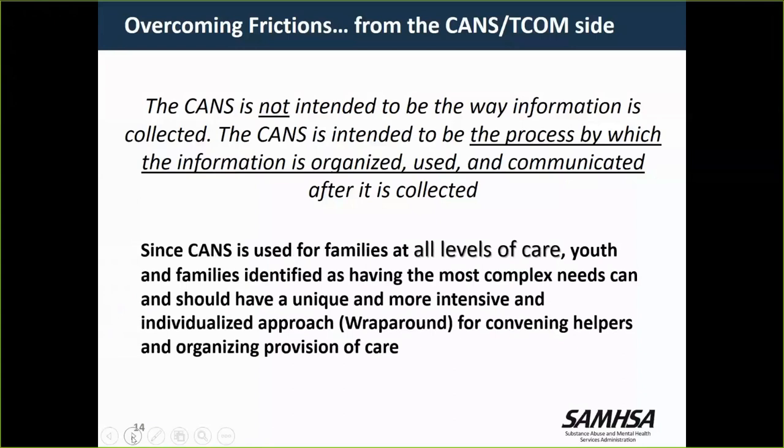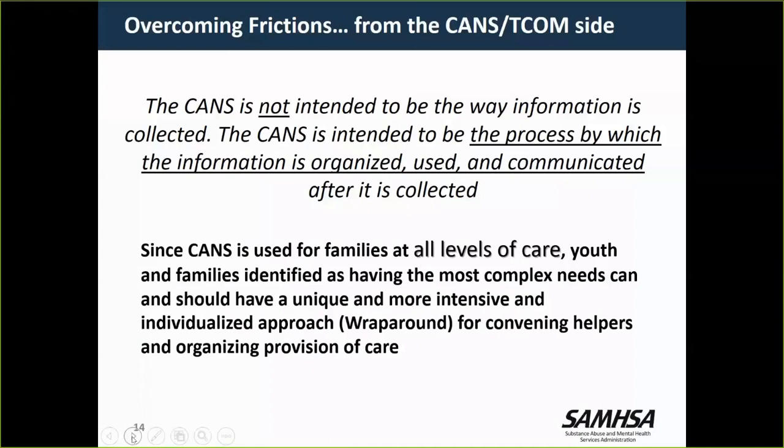Thanks, John. And yeah, so another one of the issues is that since CANS is used for families at all levels of care, youth and families identified as having the most complex needs can and should have a unique and more intensive individualized approach, which is wraparound for convening helpers.